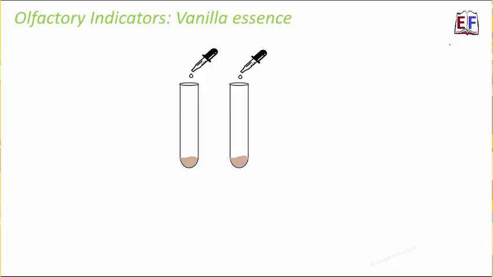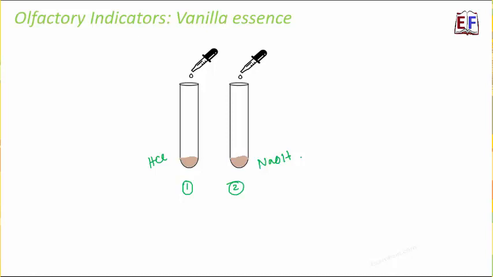Let's perform an experiment with vanilla essence. You take 2 test tubes, test tube 1 and test tube 2. In the first test tube, you put some hydrochloric acid, and in the second one we have sodium hydroxide. In both of these test tubes we have dilute vanilla essence, that means vanilla essence mixed with water. Once we pour hydrochloric acid and sodium hydroxide in these two, we shake them well.